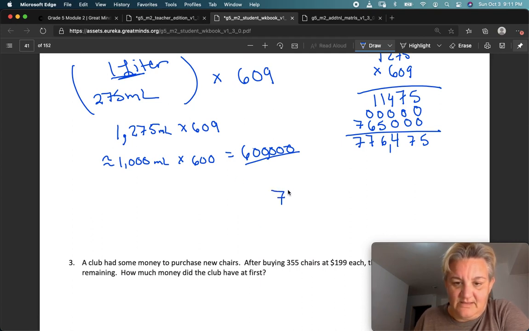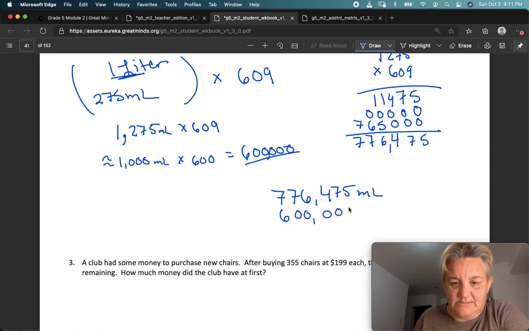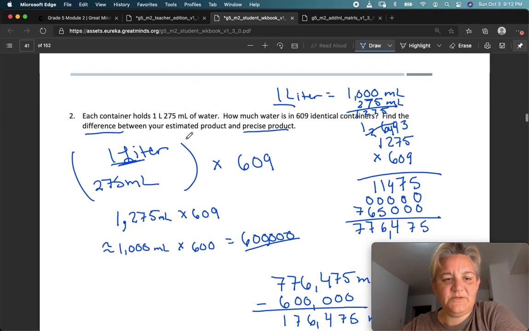776,475 milliliters minus 600,000. Easy. 5 minus 0 is 5. 7 minus 0 is 7. 4 minus 0 is 4. 6 minus 0 is 6. 7 minus 0 is 7. And 7 minus 6 is 1. That's my difference. Did I answer the question?